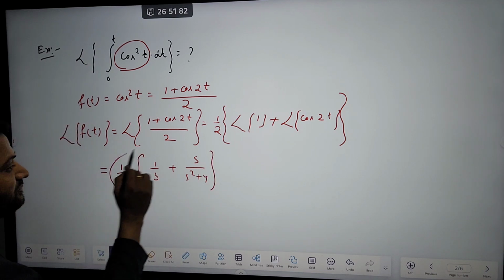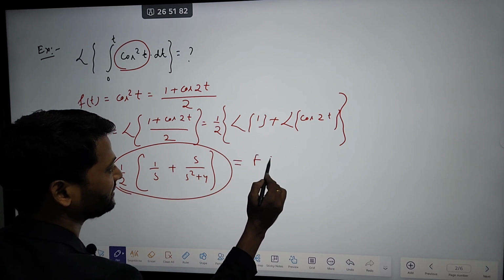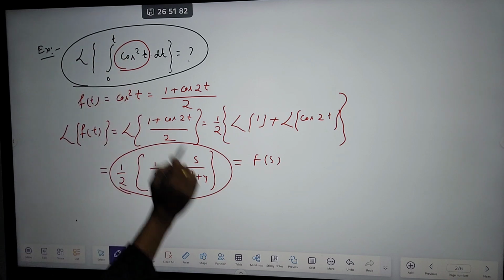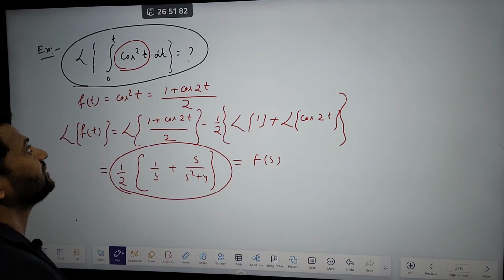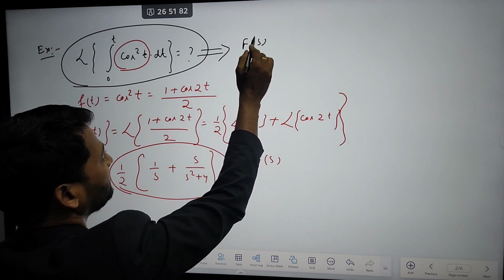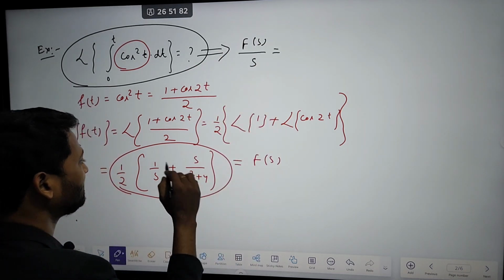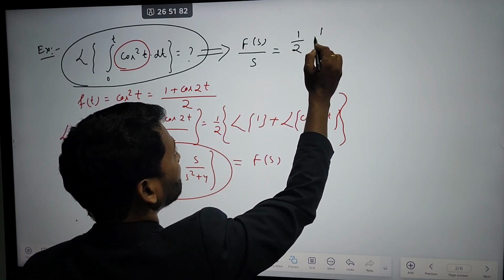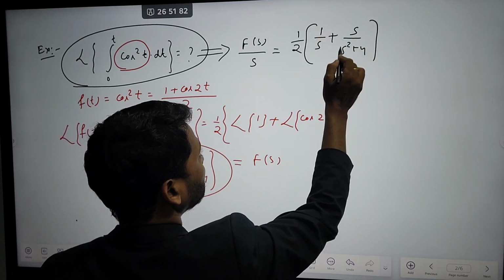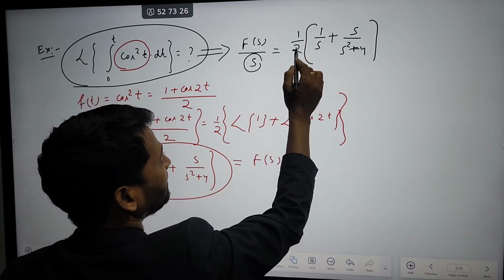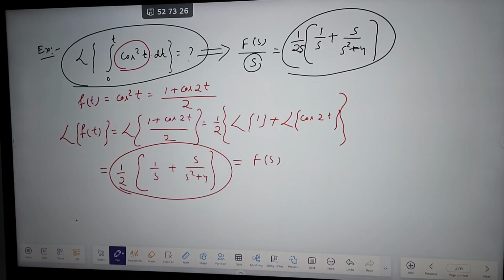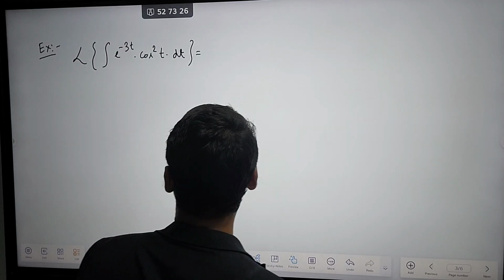This part is called F(s). But we will find the Laplace of this part, the integration of cos square t dt, limit from 0 to t. So as per the definition, it is F(s) by s. So here F(s) is 1 by 2 times (1 by s plus s by s square plus 4), and then divided by s, that is, by 2s, sorry, by s. So this is your final answer. Okay? So coming to the next question.